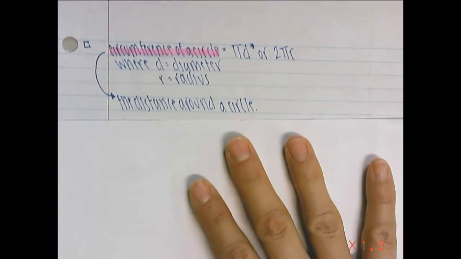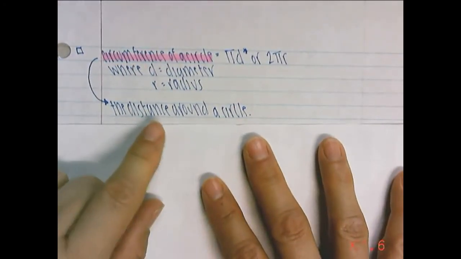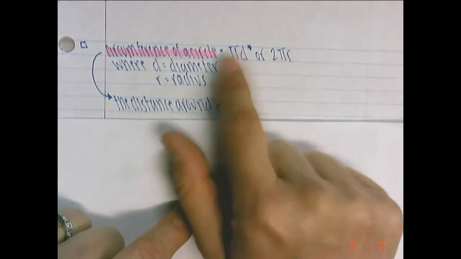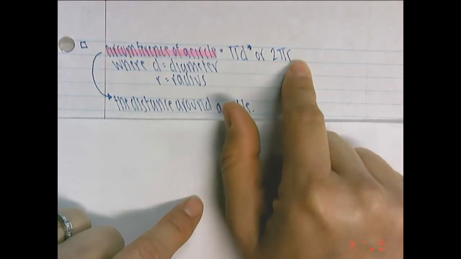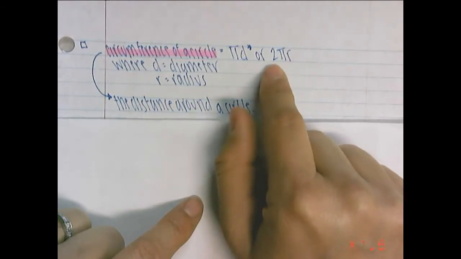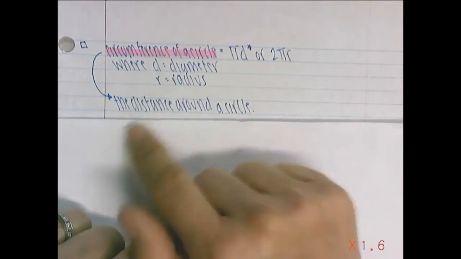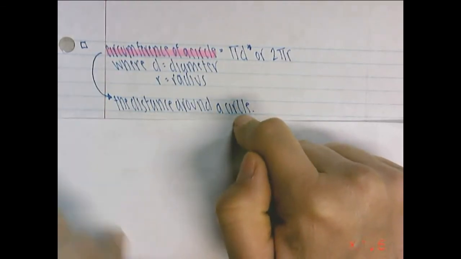Here's something that you should feel a little bit comfortable with, at least something that you've seen before, whether you remember it or not. Circumference of a circle. There's two formulas for that. It's pi times the diameter, or 2 pi r. Not pi r squared, but 2 pi r. D is the diameter, r is the radius. It is the distance around a circle. Circumference gives you the distance around a circle.